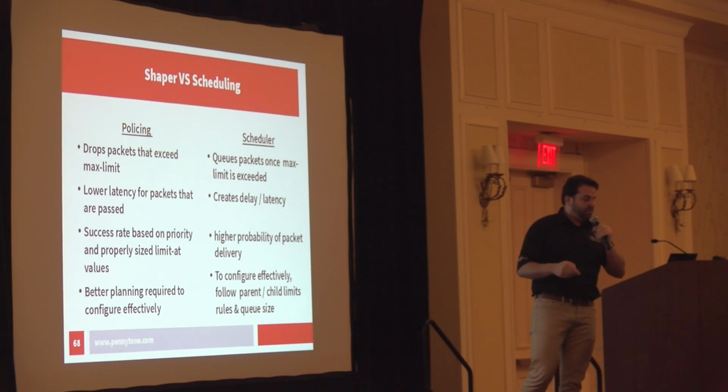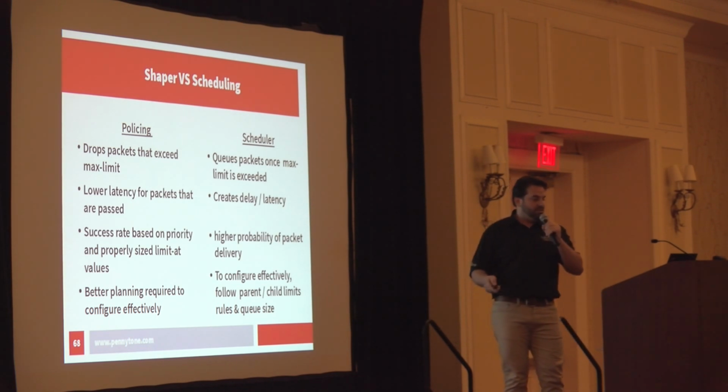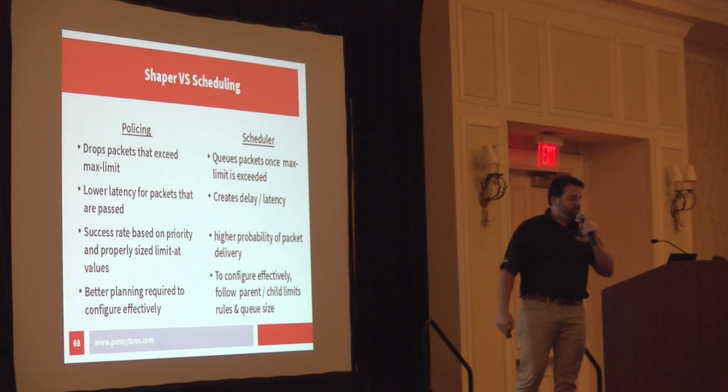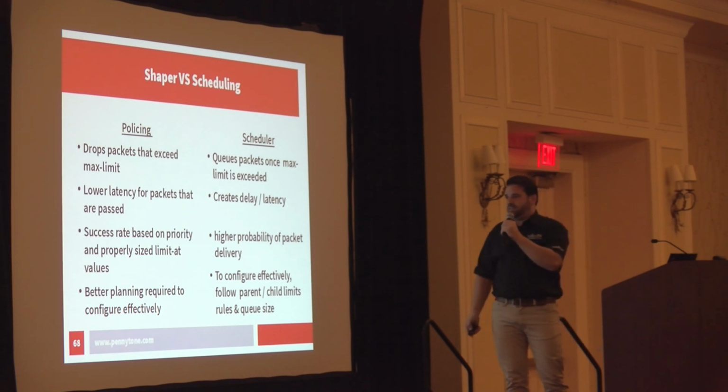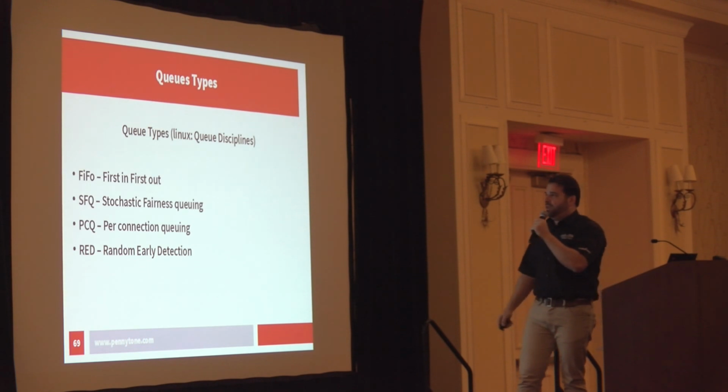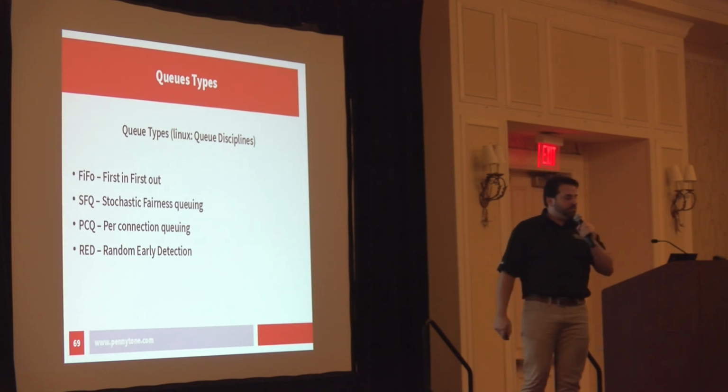And to configure effectively, if you want this to work no matter what, I'm going to tell you the rules of parent-child size limits. So we're going to talk about child limits rules and the size of the queues. We'll get to that later, and that's really important. It's actually really easy to set up too. So now let's talk about a couple of queue types.